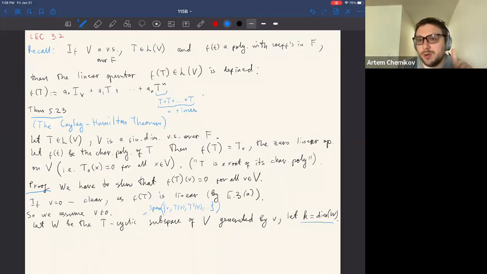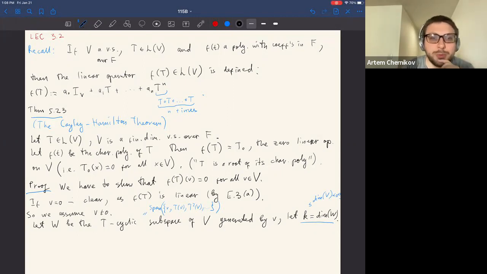Note that we know k is a number, because the dimension of W is finite, since it is a subspace of V. So k is less than or equal to the dimension of V, and we're assuming that V is finite dimensional. So W has some finite dimension, which we just denote as k. All right, so we have the cyclic subspace.